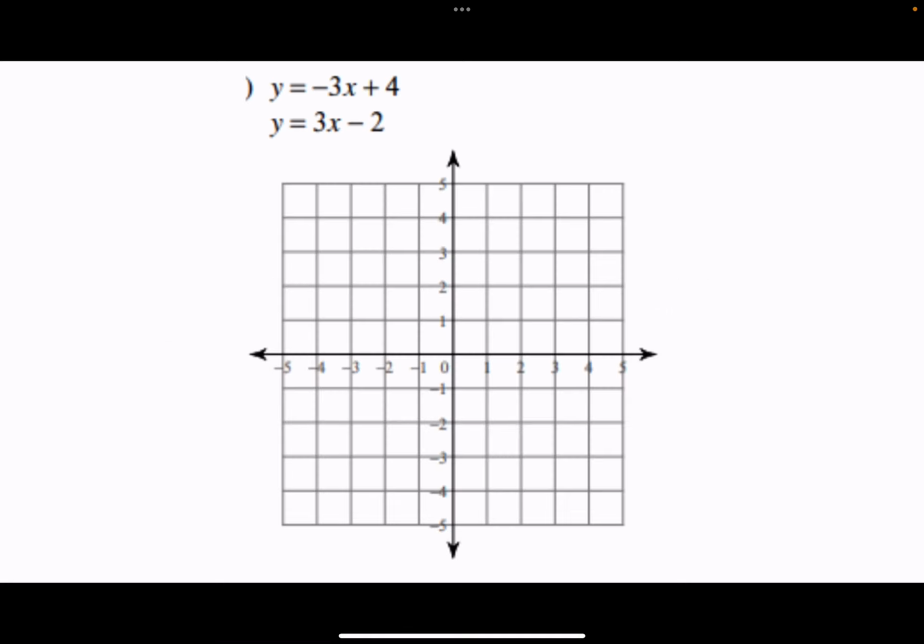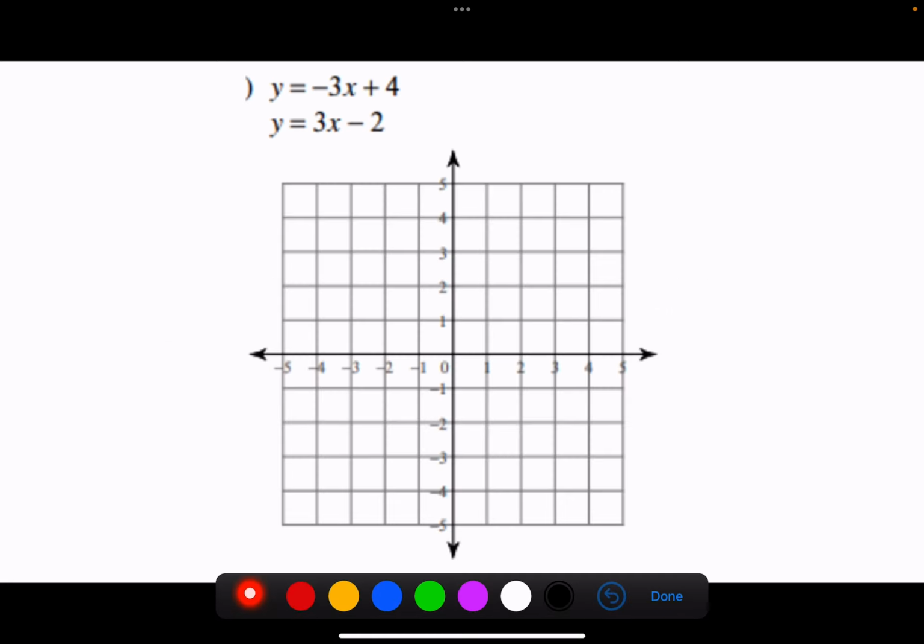So first we have two equations here. y is equal to negative 3x plus 4, so this equation over here. And we have y is equal to 3x minus 2. So we know these are in the form y is equal to mx plus b, in which m is the slope and b is the y-intercept.